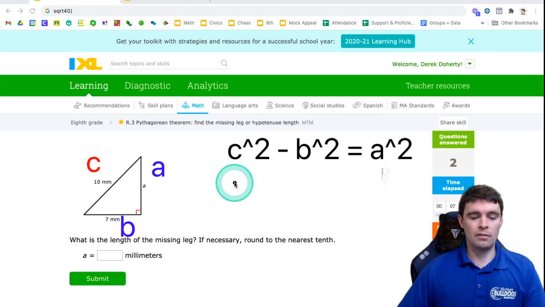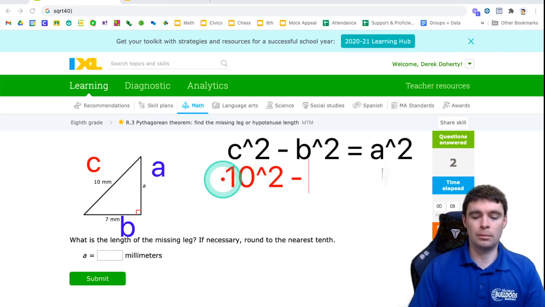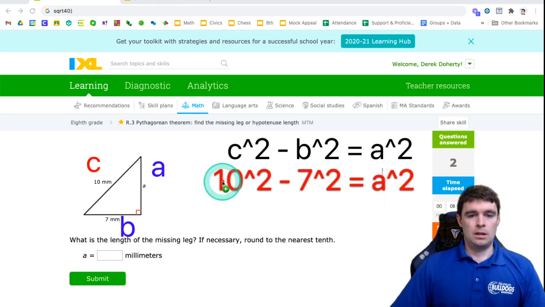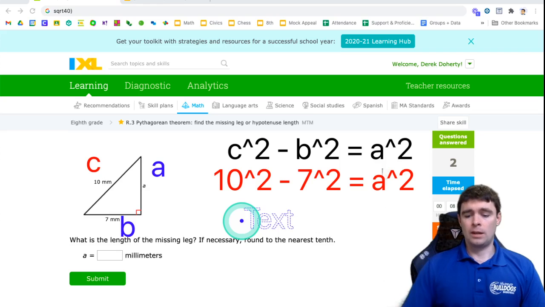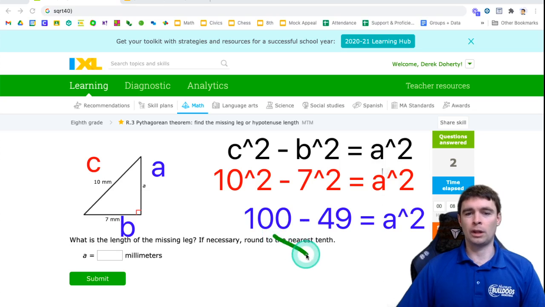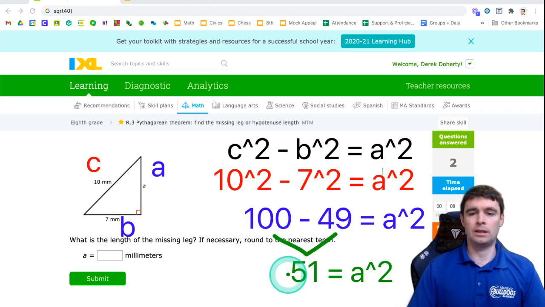So here we'll show red for the first step. We plug in a 10 for C, we get 10 squared. We plug in a 7 for B. Gives us 10 squared minus 7 squared, which needs to be equal to the other leg squared. Switching to blue to do 10 squared is 100, 7 squared is 49, so our formula becomes 100 minus 49 is equal to a squared. In green, we're going to combine or subtract that 49 from 100, and that gives us 51, which needs to be equal to a squared.